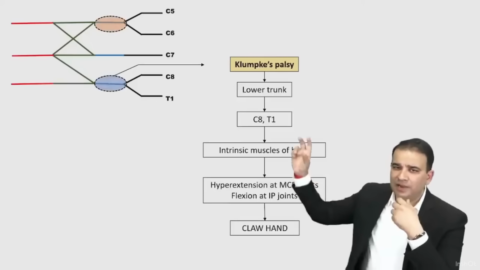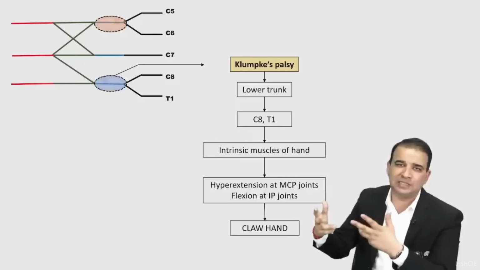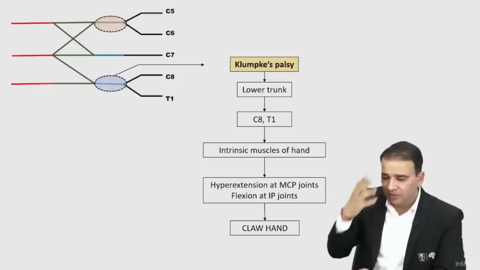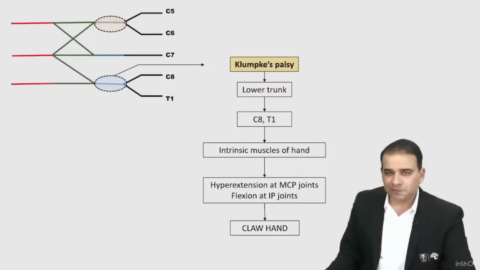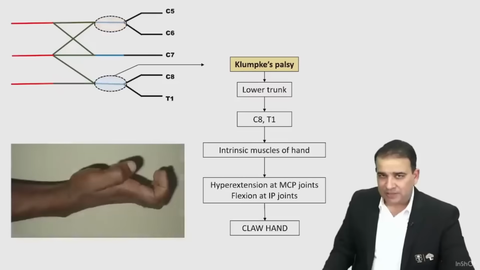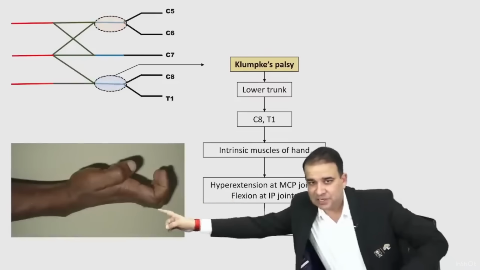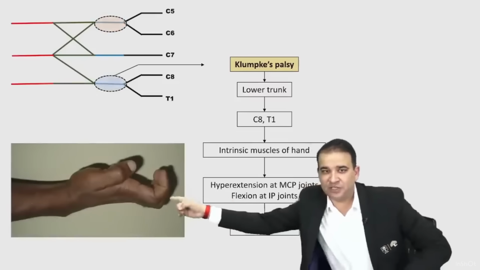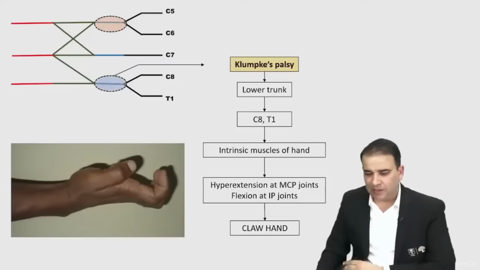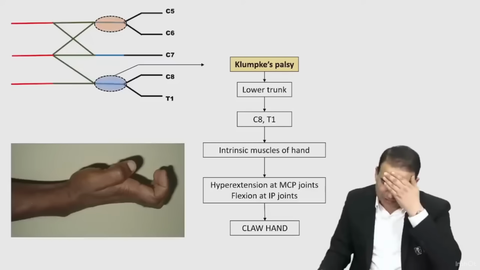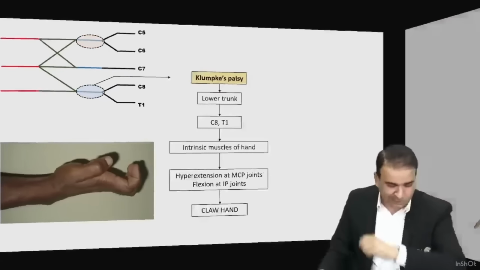T1 involvement can also lead to Klumpke palsy, because T1 is the first sympathetic nerve supplying the face as well. So claw hand is the main thing. So that's the claw hand. Hyperextension, guys. It's a hyperextension at the metacarpophalangeal joint and flexion at the interphalangeal joint. That's the claw hand. So that's about the brachial plexus and the two major injuries of the brachial plexus, the Erb's and the Klumpke.